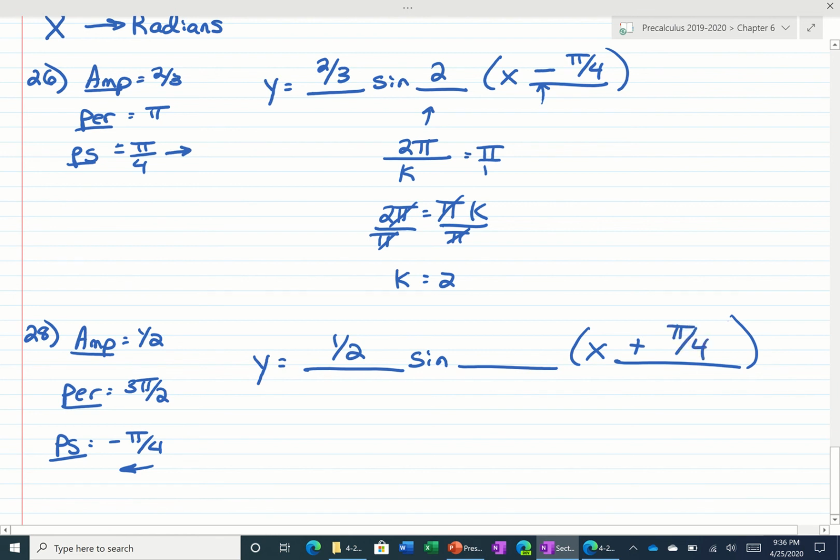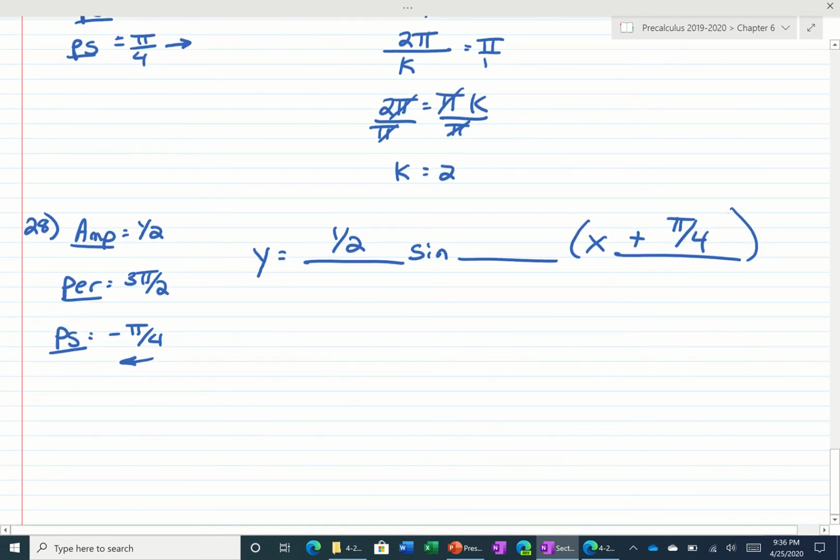Again, in the homework, if you were confused, it's not a big deal. On the test, I'll tell you which direction. And then we're going to put a k here, because we know that the normal period divided by k is going to equal 3 pi over 2. Well, the normal period of sine is 2 pi. So let's cross multiply, and let's figure out what k is.